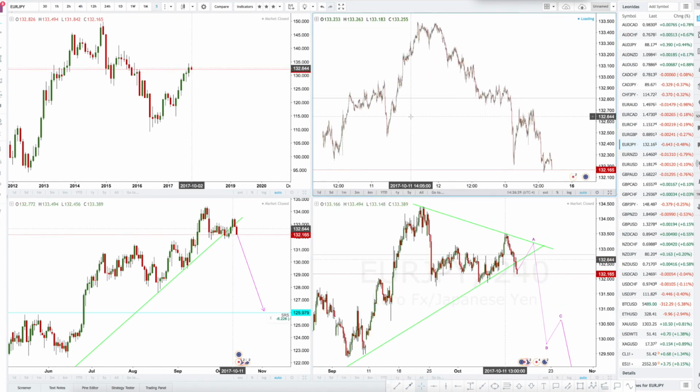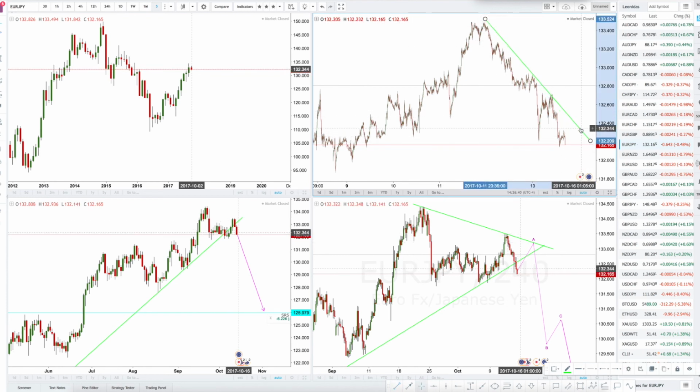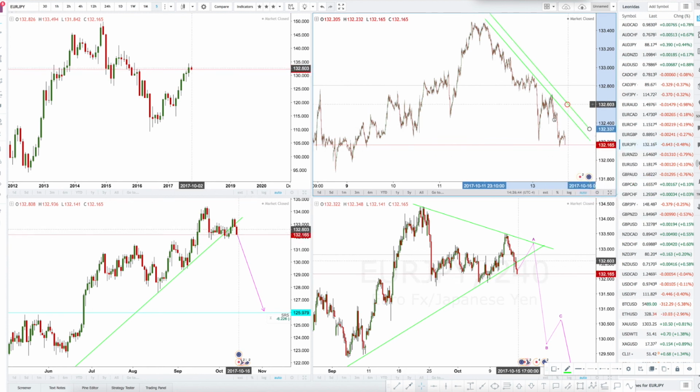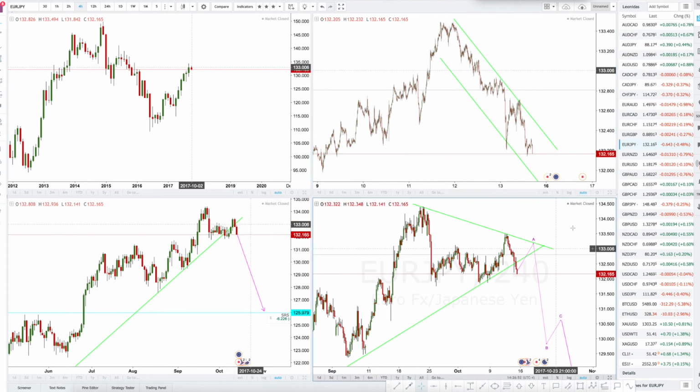On the 5 minute, it doesn't really tell us much. It's just a big downtrend here. This trend channel. Yeah, just like that. All right.